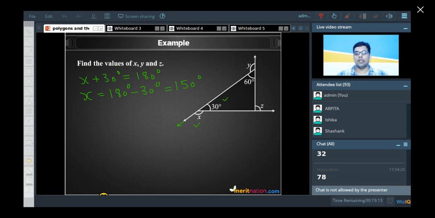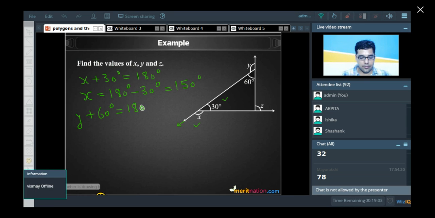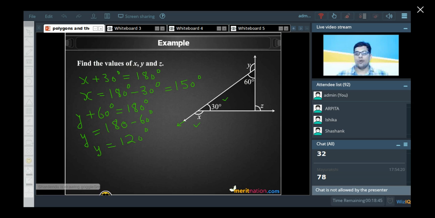Then angle y and 60 degrees. We are again forming a linear pair. So y plus 60 degrees equals 180 degrees. From this we will get angle y equals 180 minus 60 degrees. So y is coming as 120 degrees.